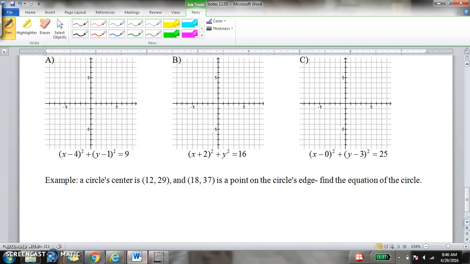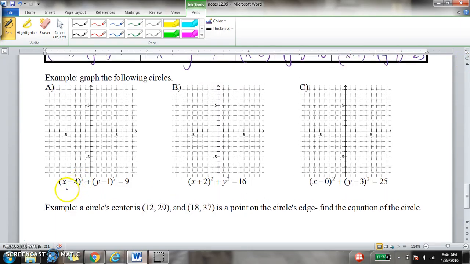All right, graph the following circles. So now I give you the equation. You have to graph the circle. So center is going to be opposite of these. +4, +1. Radius is going to be 3. So +4, 1, 2, 3, 4, +1. Radius is 3, which means, again, I'm going to count up 3, down 3, 1, 2, 3, right 3, and left 3 from the center. And then make my circle.